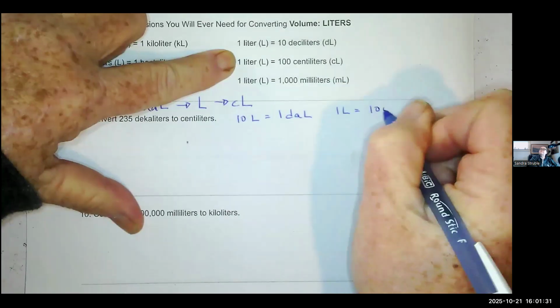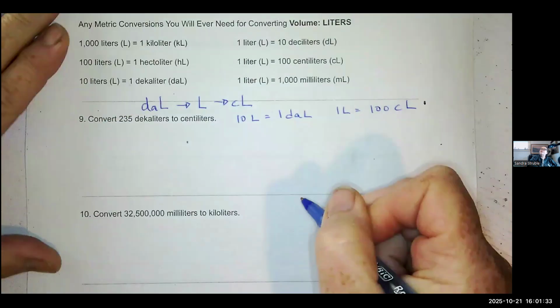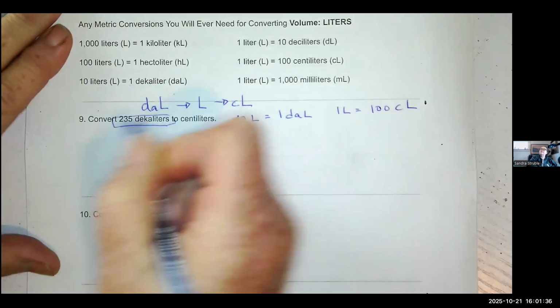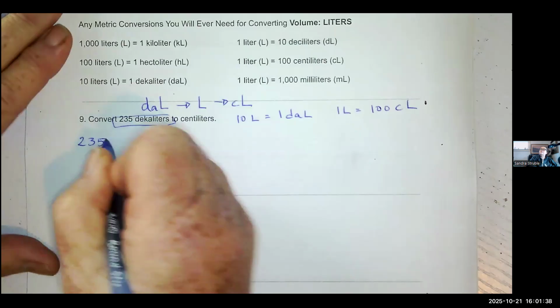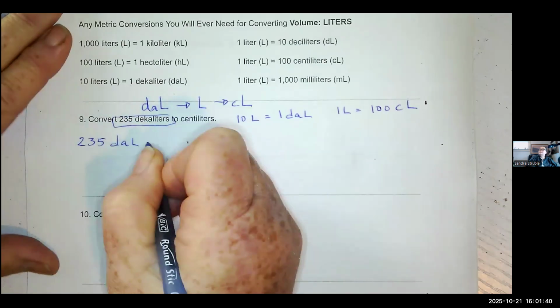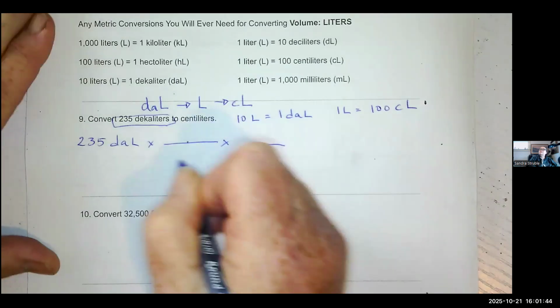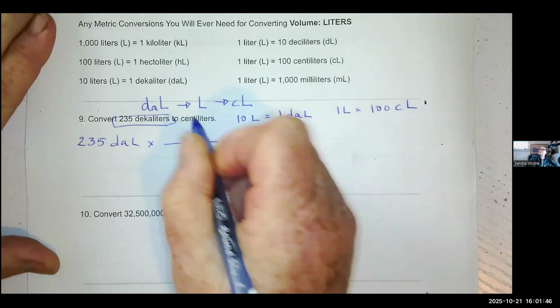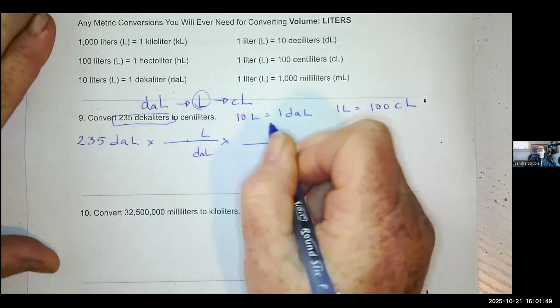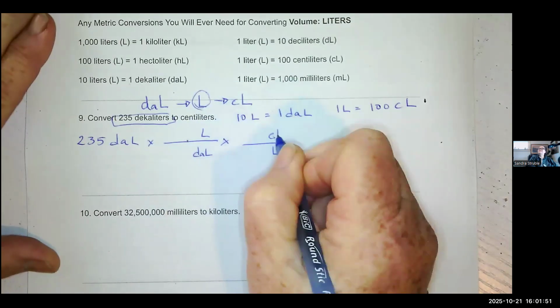Start with what you're given. So 235 deciliters. 2 conversions. Again, this is all we need. We need to get rid of the starting unit and go to our base unit. Get rid of the base unit and go to our ending unit. That's it. Plug in your numbers and multiply.